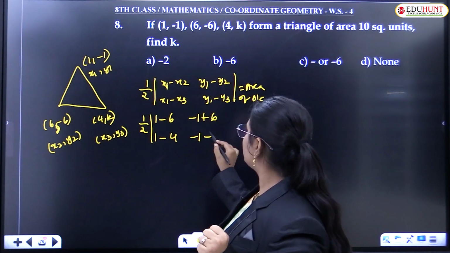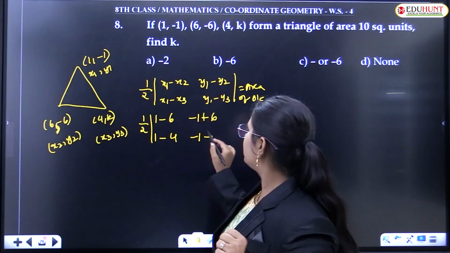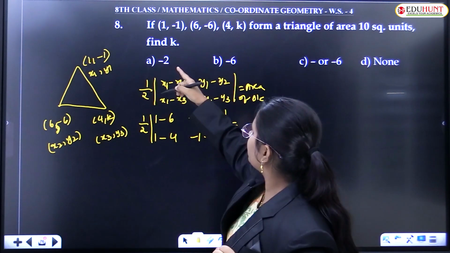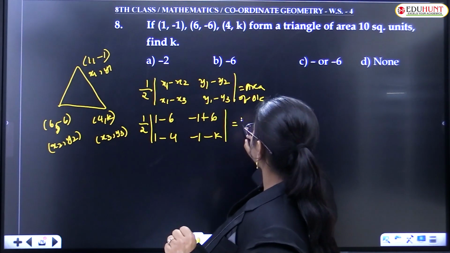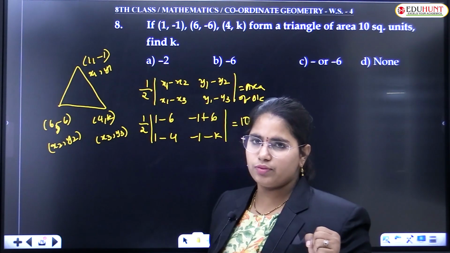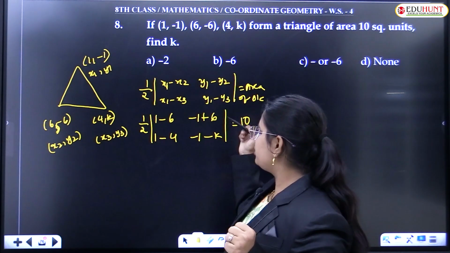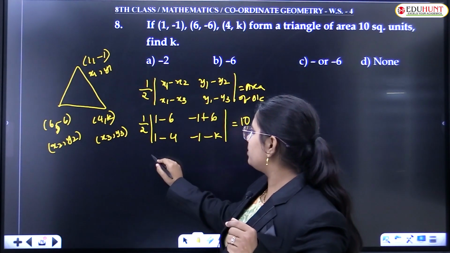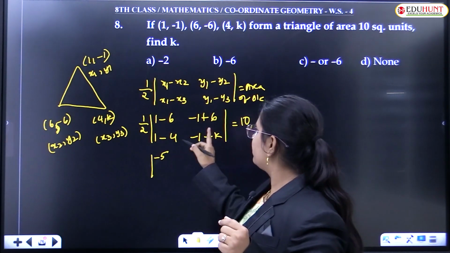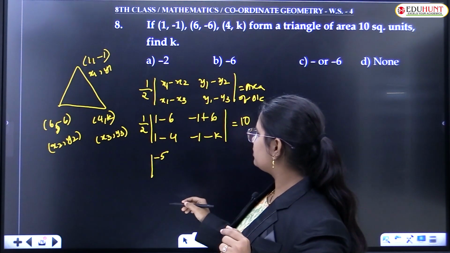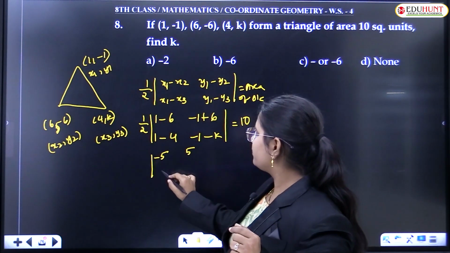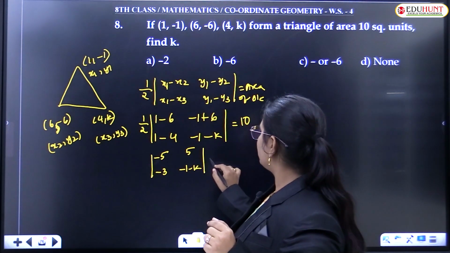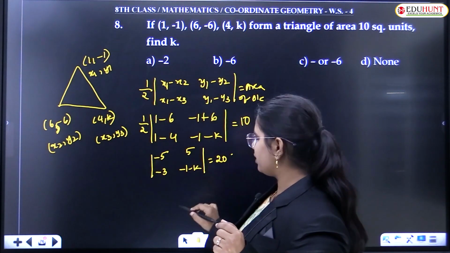Next, minus what is y3 here? Minus k. Modulus close. What is the area of the triangle given? The area of the triangle this time is given as 10 square units. Transform 2 to that side, what will it become? 20. Plus 1 minus 6 is minus 5. And minus 1 plus 6 is plus 5. This is minus 3. Minus 1 minus k, which is equal to 20.